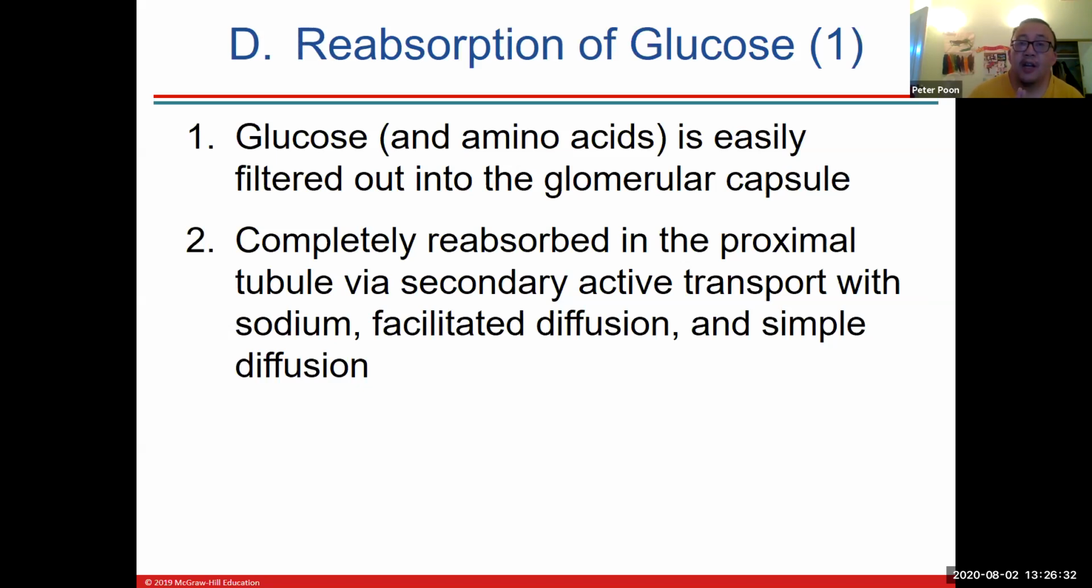Glucose and amino acids are easily filtered out in the glomerular capsule. Anything small is easily filtered out. It should be completely reabsorbed in the proximal convoluted tubule via secondary active transport with sodium, facilitated diffusion, and simple diffusion.